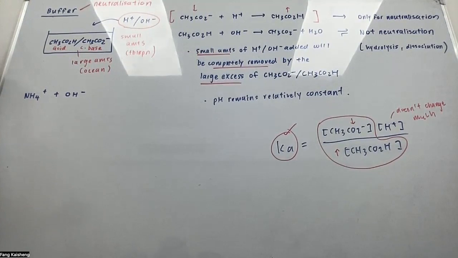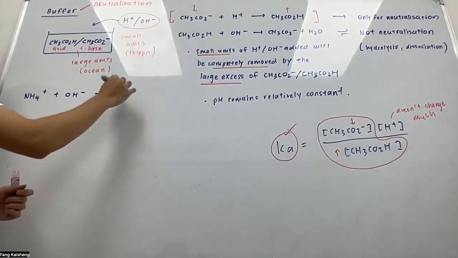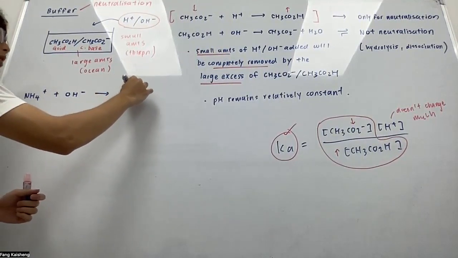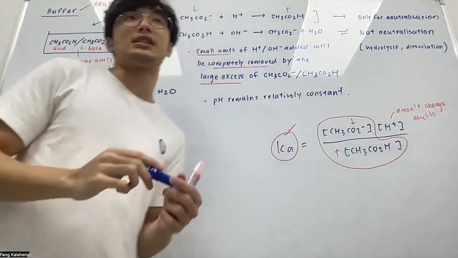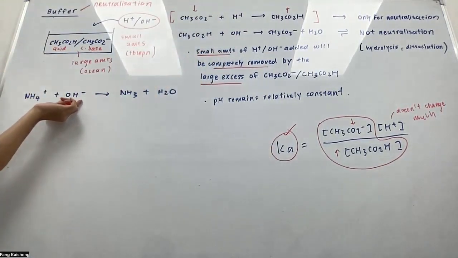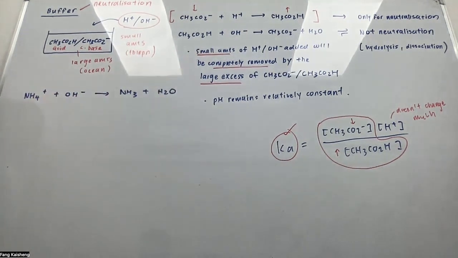What arrow? Because it's neutralization, right? What do you get? NH3 and water. So guys, the small amounts of OH minus will be removed by the NH4+. So it's the same exact explanation.